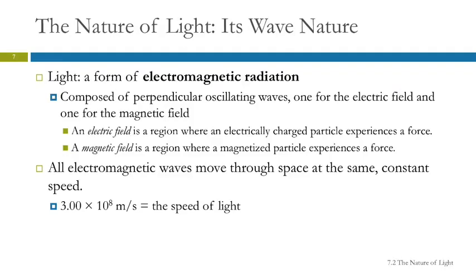So we need to understand the nature of light. Light is a form of electromagnetic radiation. It's a form of energy. It's composed of two perpendicular waves. These waves oscillate, meaning they go up and down. There's an electric field and a magnetic field, and they move together, but they're oscillating in perpendicular directions.